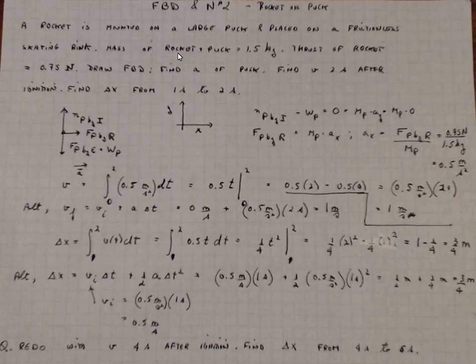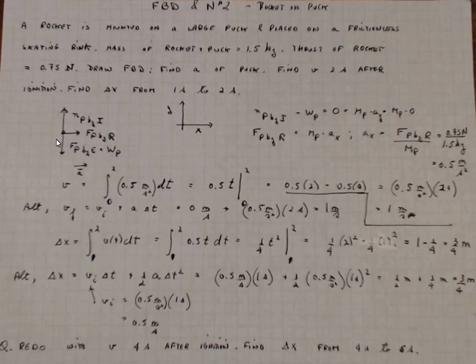I'm essentially going to be taking the mass of the rocket and its fuel to be 0 and the mass of the puck to be 1.5 kilograms in this problem. Let's take the thrust of the rocket to be 0.75 newtons. First of all, let's draw an FBD, then we'll find the acceleration of the puck using the FBD and Newton's second law, and then we'll use either calculus or the kinematic equations with constant coefficients to find the velocity of the puck 2 seconds after ignition and the displacement between 1 second and 2 seconds after ignition.